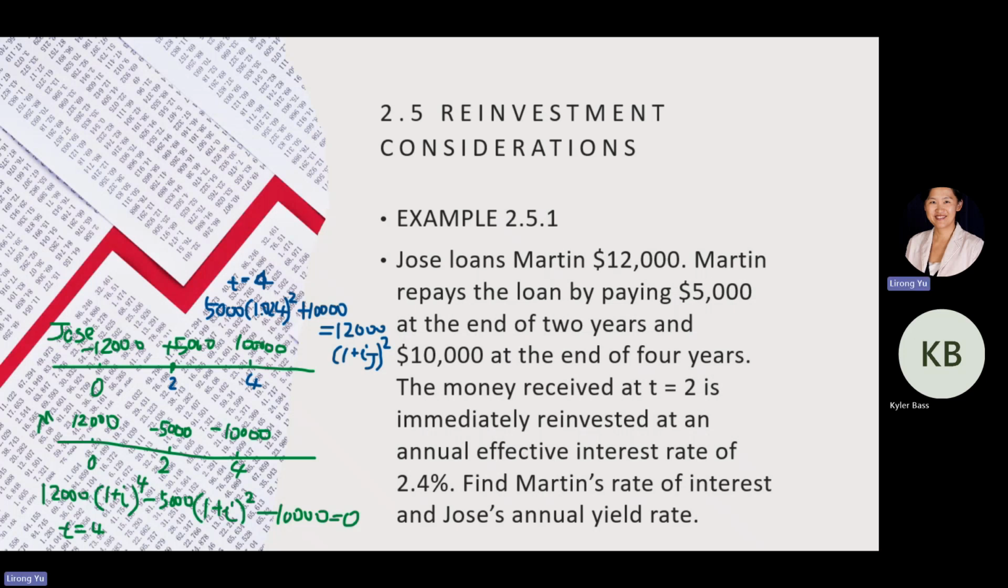Solving the first one, it's algebra, right? There's only one variable. You would divide both sides by 12,000 and raise it to the power 1/2 and then minus 1. That's i. The second equation is slightly harder, but there's degree 2, there's degree 4. You can assign x equal to (1 plus i) squared. Then this equation will be 12,000 x squared minus 5,000 x minus 10,000 equal to 0. That will switch it to a degree 2 format because we have x equal to (1 plus i) squared. That way we can solve the equation with the quadratic formula. So that's kind of the plan for the solving part.